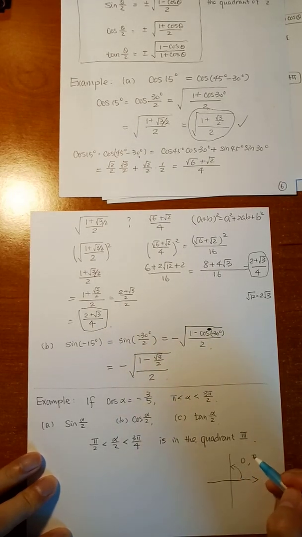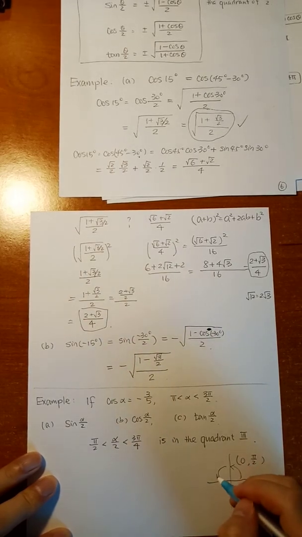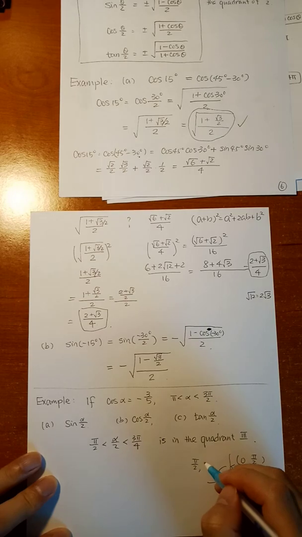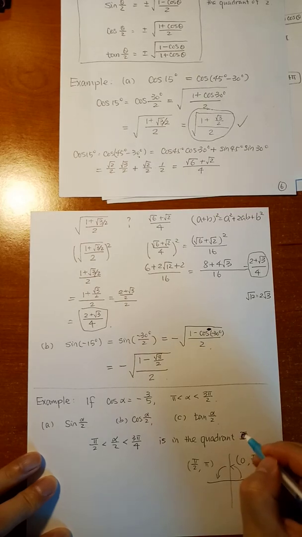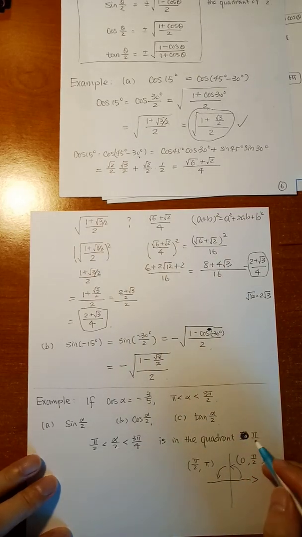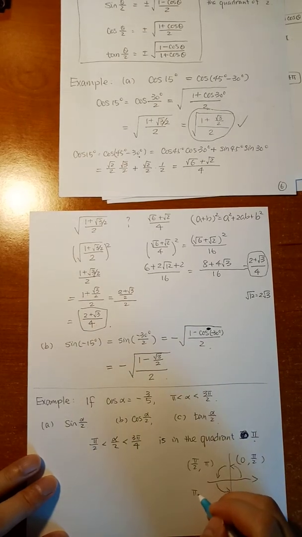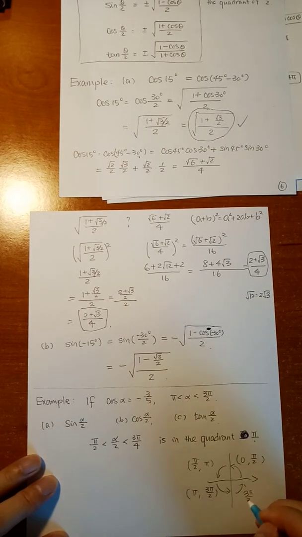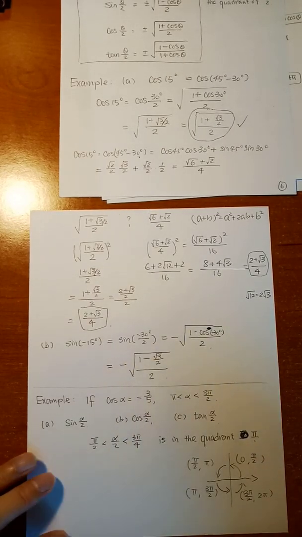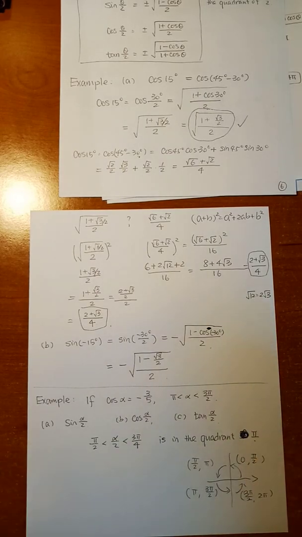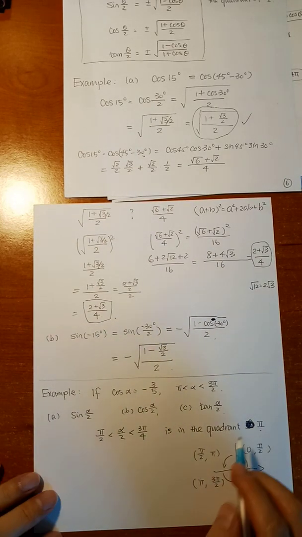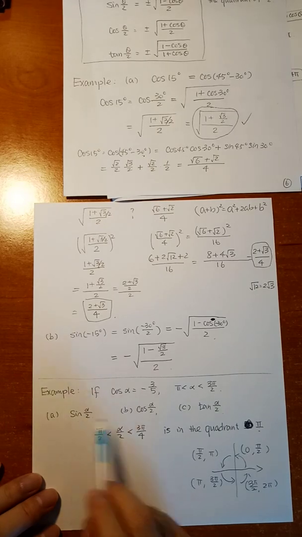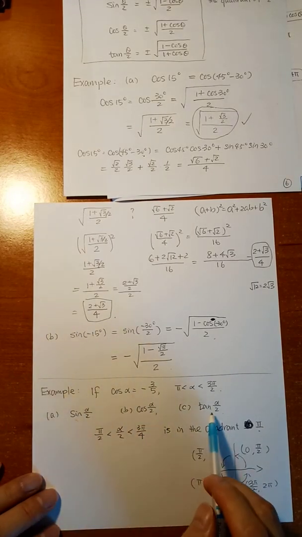Quadrant 1 is 0 to pi over 2. Quadrant 2 is pi over 2 to pi. It's the second quadrant, my mistake. And here, pi to 3 pi over 2, and here, 3 pi over 2 to 2 pi. So it's the second quadrant. In the second quadrant, sine is positive, cosine is negative, and tangent is negative.